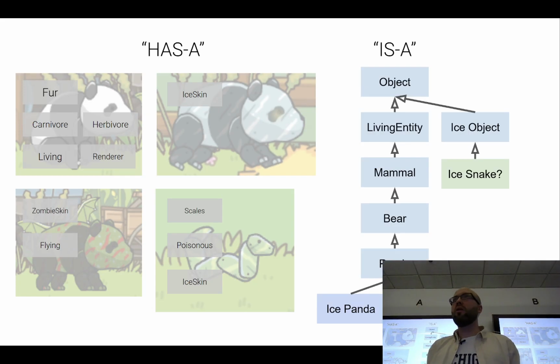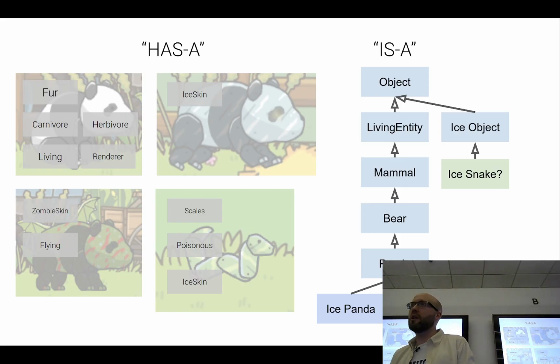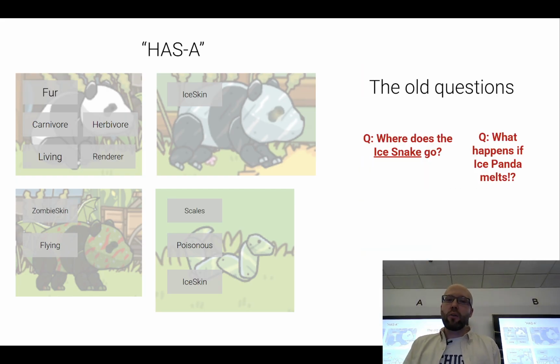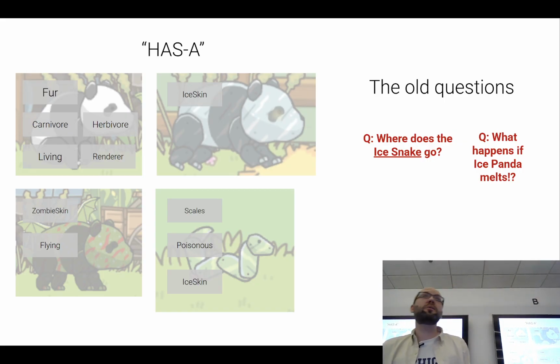And there we go. Compare that approach, which was pretty straightforward, to the IZA approach, where we were fighting to figure out where we put all this stuff to minimize things like DRY, actually, to maximize DRY, all right? Now, a couple questions, right? Where does the ice snake go? We can ask that question. What happens if the ice panda melts? How do we take this ice panda and make it a normal panda at runtime?